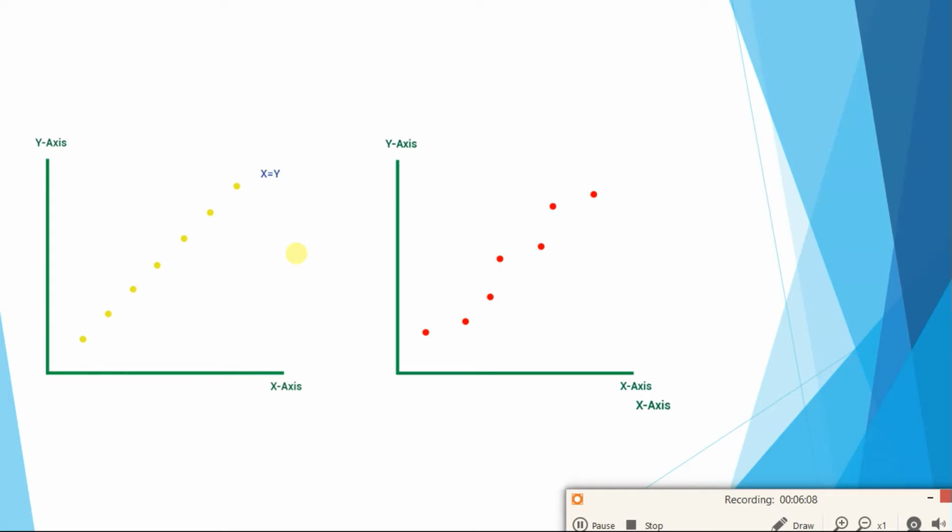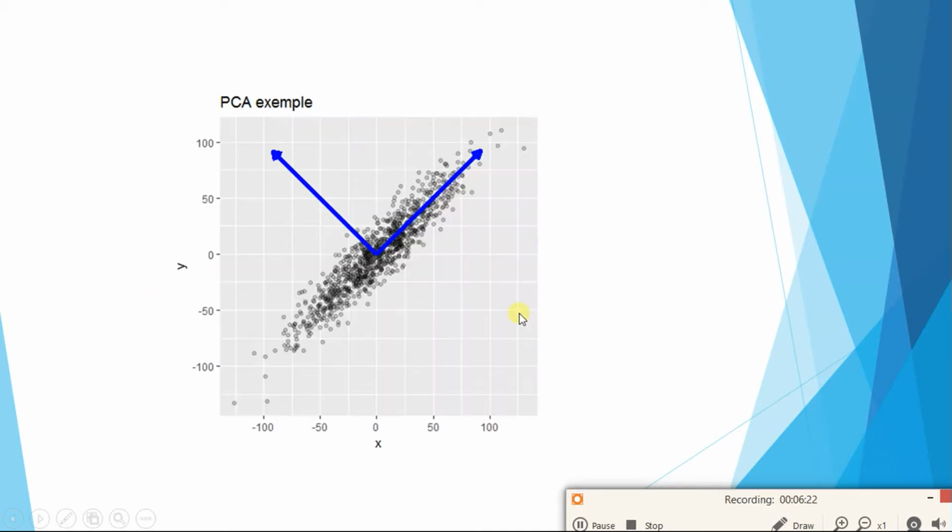So up to now we have understood that to reduce dimensions we have to find the dimension in which maximum variation exists, meaning in which dimension there is maximum variation.